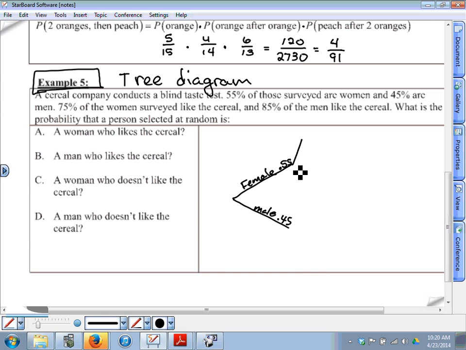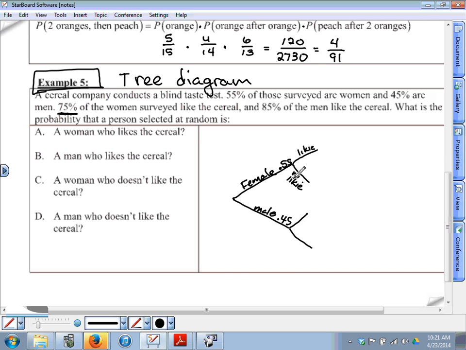And then each of those has to have two branch offs, because the next sentence says, of the women surveyed, 75% of them liked the cereal. So that implies how many didn't like it. If 75% did like it, how many didn't like it? 25%. The percentages have to equal 100. So we can call one branch likey, and the other branch no likey.